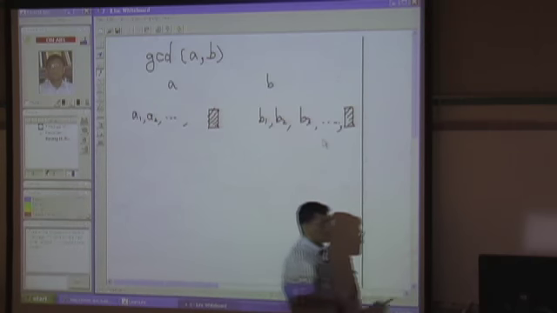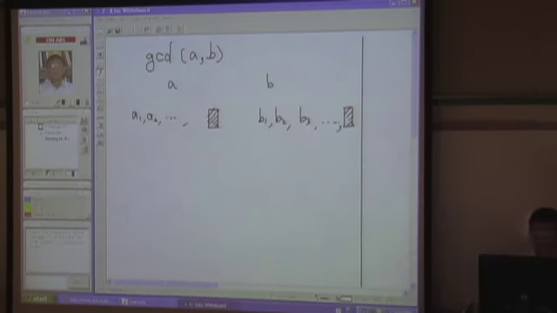But this isn't the only divisor of A. There could be some divisor here, some divisor here, and so on, right? So there could be some divisors. The same thing is true for B: some divisor here, and some divisor somewhere, right?